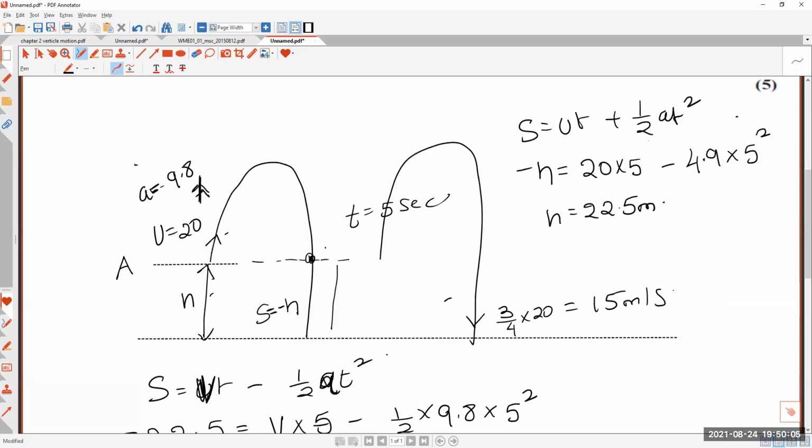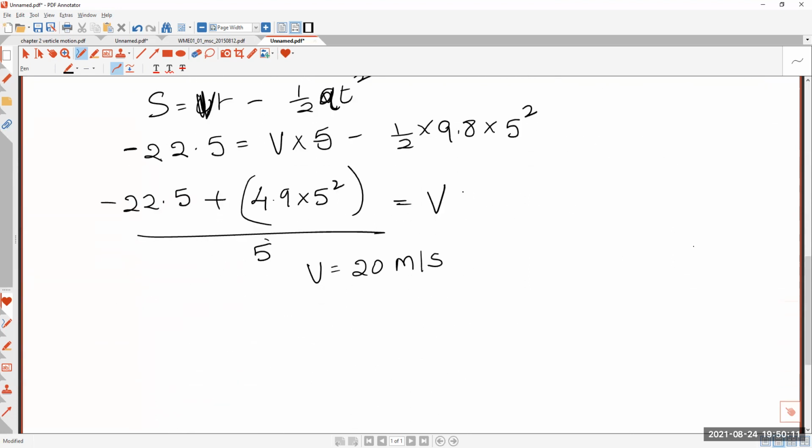15 meter per second. What was the initial speed? I don't know. Okay, let's try our best. What is u? Question mark. What is v? w. What is s? Minus 22.5. What is the acceleration? Minus 9.8.